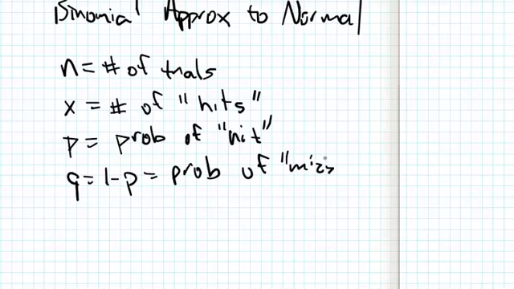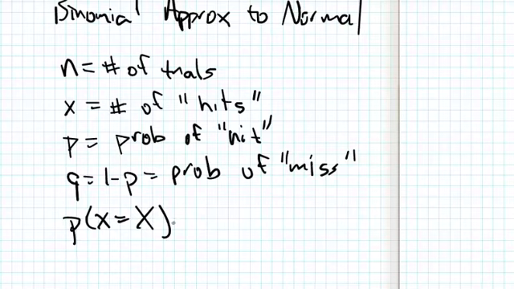A miss, or the complement of a hit. All right, so we know that the probability that X equals some number, where that's just a number, we're not afraid, is n choose x, P to the X, Q to the n minus X. Okay?